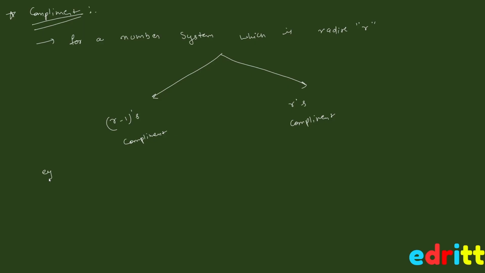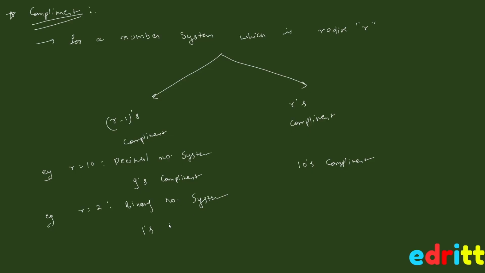So let's say R is equal to 10, which is the decimal number system. You have one, 9's complement, and two, 10's complement available. Similarly, if you have a radix 2 number system, which is the binary number system, you have 2 minus 1, which is 1's complement, and 2's complement available.